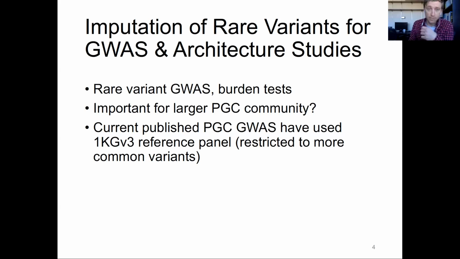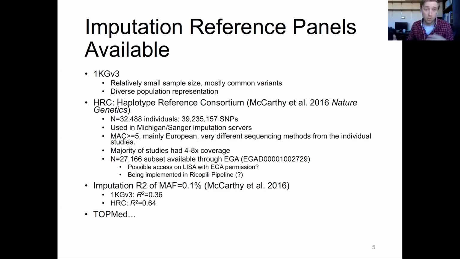Currently, the big one out there is the Haplotype Reference Consortium. So this is a large consortium. It pulled lots of different studies together. It has nearly 40 million SNPs in it. It's also the default for the Michigan and Sanger imputation servers, if you're familiar with those. It's mostly European, and some of it anyway is available through EGA. And I'm not sure, maybe Stefan, you could clarify, but this may or may not be possible to implement on LISA with the Ricopili pipeline. I think that was in the works.